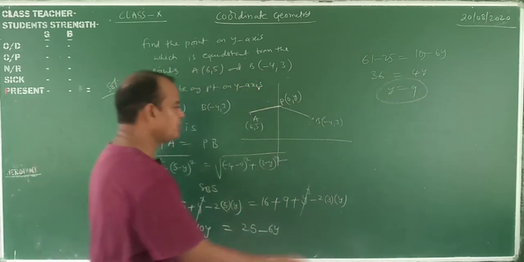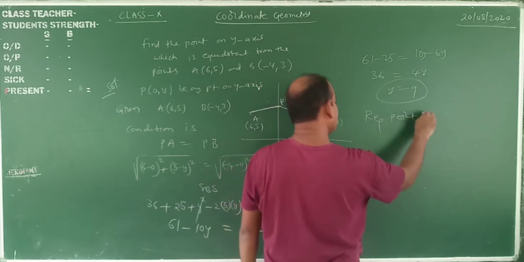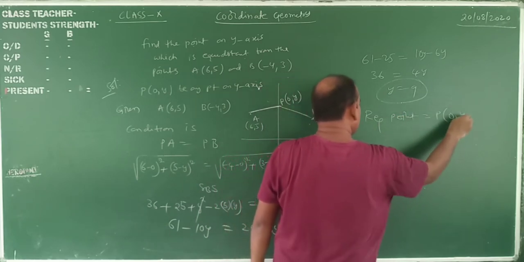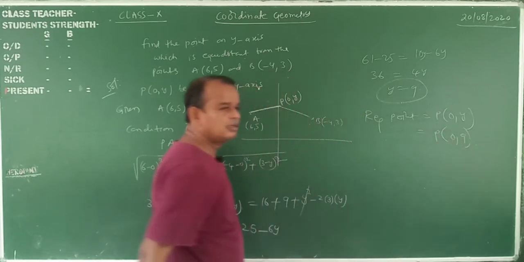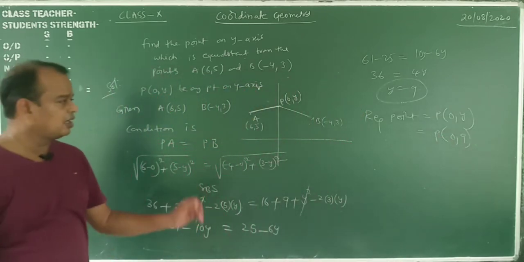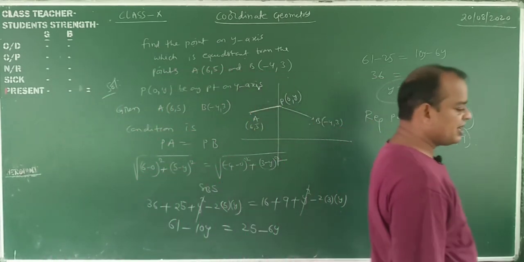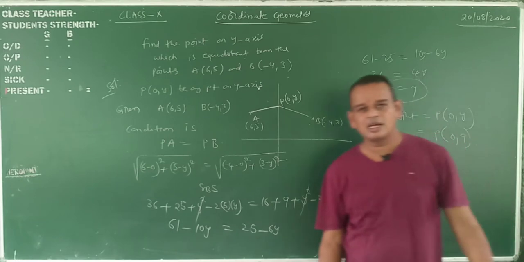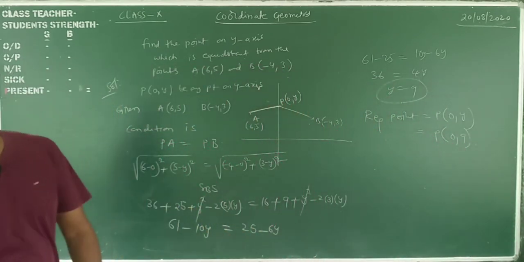Therefore, the required point is P, P equal to (0, y), which equals P(0, 9). In this way, we will find the point on the y-axis or the point on the x-axis which is equidistant from the given points. Okay, my dear students, we will do it in this way.